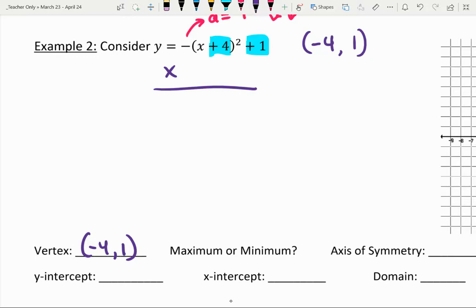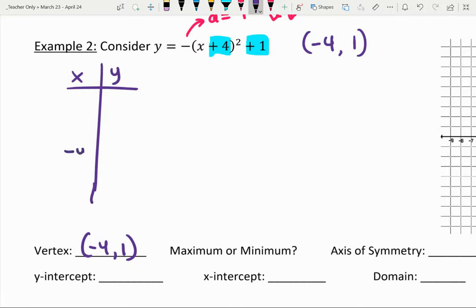And then I'm going to make my table. I'm actually going to scoot my table over just a hair. And I'm going to put my vertex right in the middle, -4, 1. And then I'm going to put some other x values nearby. -3, -2, -1. And I'm going to put 0 there just because I'm going to look for my y-intercept eventually. So I might as well figure it out along the way.